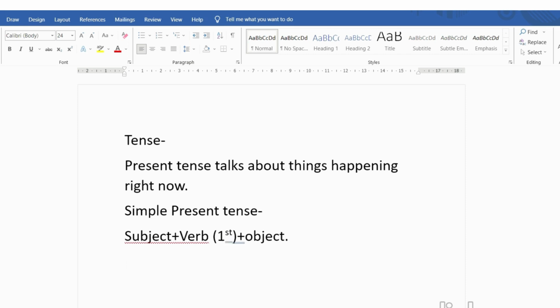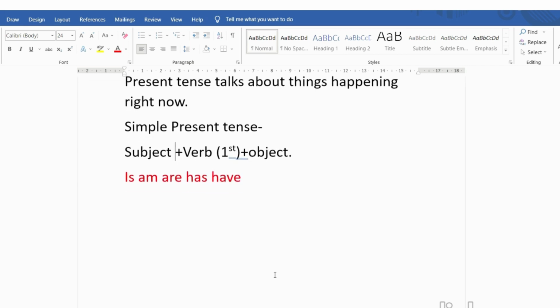Kindly note, in simple present tense, is, am, are, has, have are not to be used. They are not to be used at all. Don't use it. It should not be used. Okay? So simple present tense sentence structure is like this. Subject plus verb, that is verb in the first form and object.